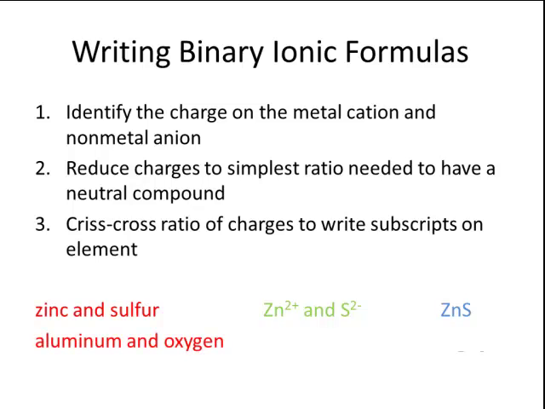Here's another example with aluminum and oxygen. First, identify the charge on the metal and the nonmetal. So aluminum is a 3+, and oxygen is a 2 negative. Then reduce the charges to the simplest ratio. Since this is a 3 and a 2, it's already in the simplest ratio possible. So I crisscross those charges and write the subscripts of the element. So for aluminum and oxygen, the formula will be Al2O3.